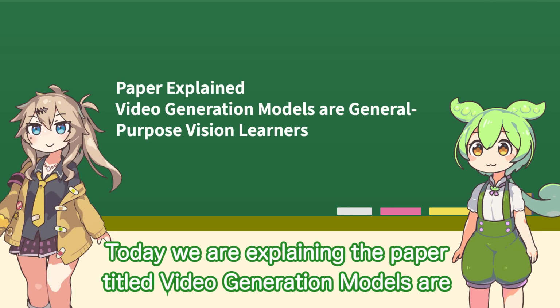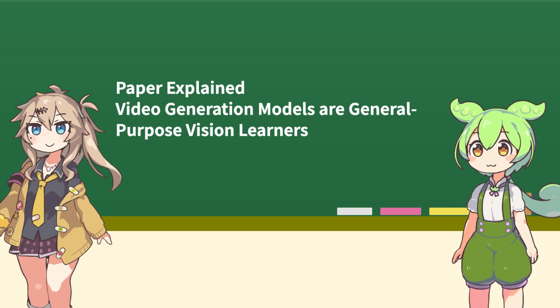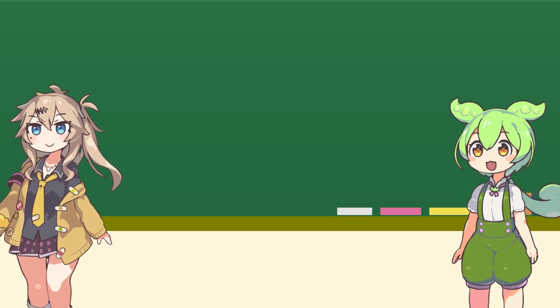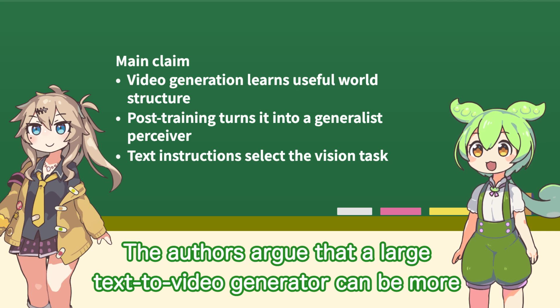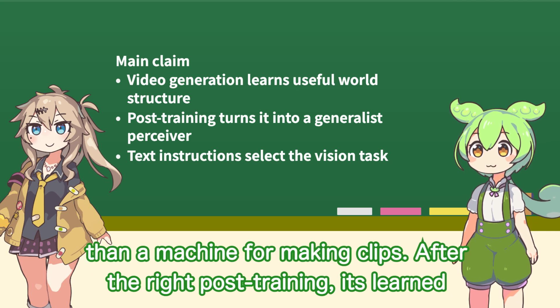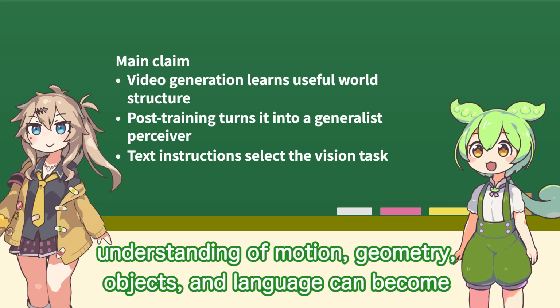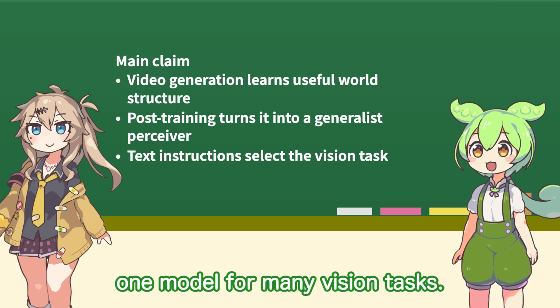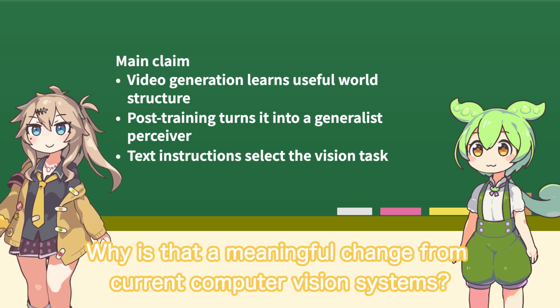Today we are explaining the paper titled Video Generation Models are General-Purpose Vision Learners. What is the central claim of this work? The authors argue that a large text-to-video generator can be more than a machine for making clips. After the right post-training, its learned understanding of motion, geometry, objects, and language can become one model for many vision tasks. Why is it a meaningful change from current computer vision systems?